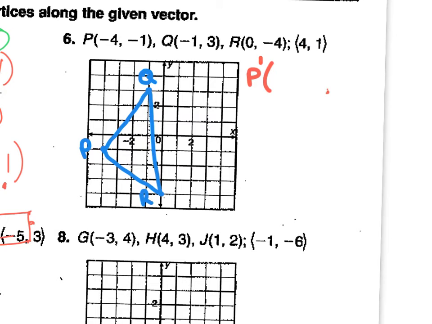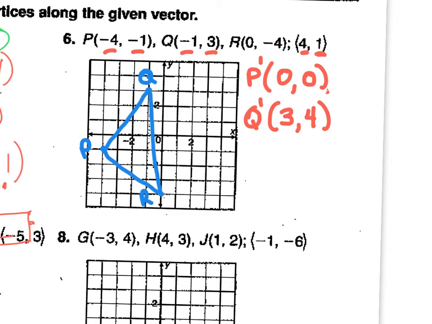So in P prime, I'm adding 4 to the negative 4, and that is 0. I'm adding 1 to the negative 1, and that is 0. For the Q prime, I'm adding 4 to the negative 1, and that is 3. 1 to the 3, and that is 4. And for R prime, I'm adding 4 to the 0, and that is 4. And 1 to the negative 4, so that is negative 3. Please make sure you list your prime notation points, because that's what I'm going to be checking. That's part of the work that you have to show.